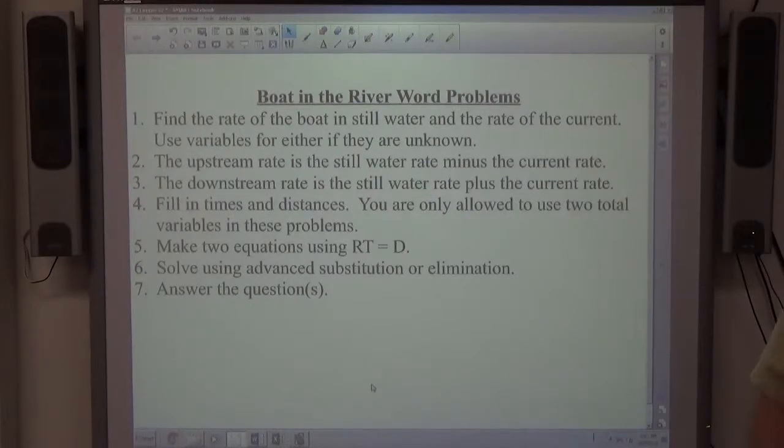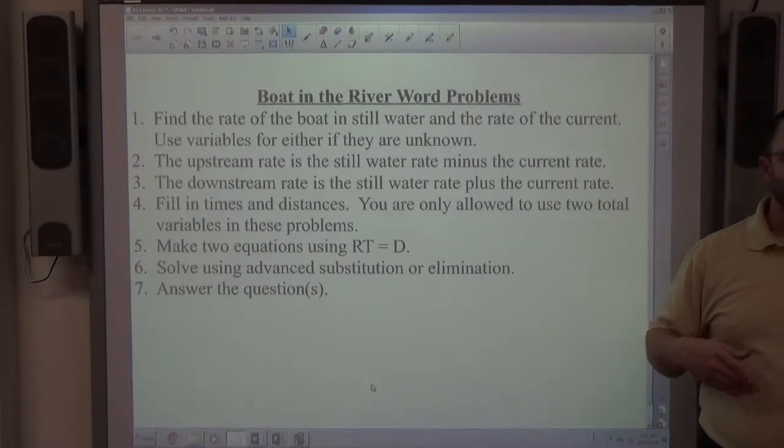Today we're going to tackle boat in the river word problems. These are uniform motion problems where the speed of the vehicle is being influenced by an outside force. The ones we're going to do today are all going to be boats in a river, but they could also be airplanes with the wind blowing on the plane faster or slower, that kind of stuff. The only difference between these and uniform motion problems that we've already seen is how the rate is determined.